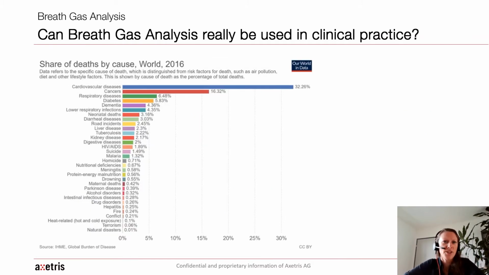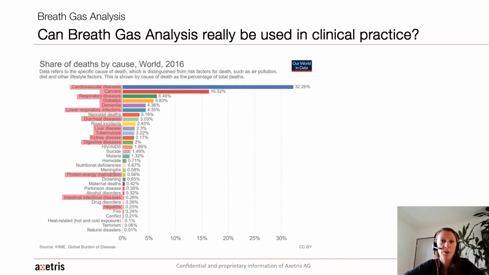But let's not just talk about science. Let's take a look at real figures. Here you can see the statistics of the causes of death worldwide in 2016. But not only diseases play a role here, but also, for example, traffic accidents or natural disasters. Let's focus for the moment on the diseases. Here, marked in red, you can see the diseases that can be diagnosed with the help of breath gas analysis, according to the current state of science.